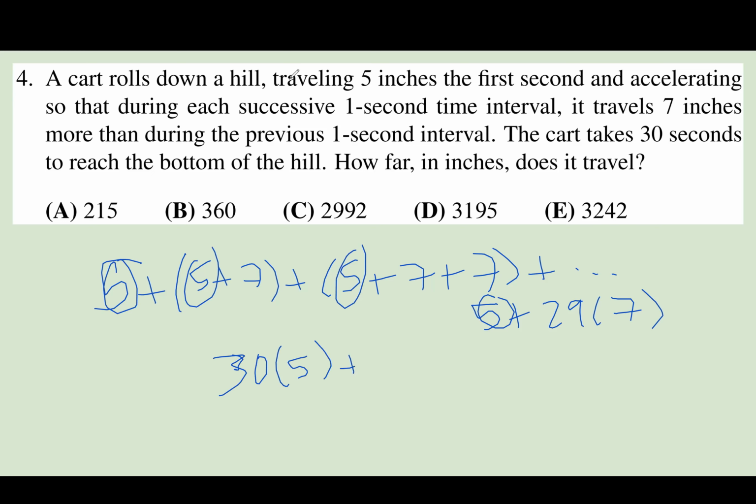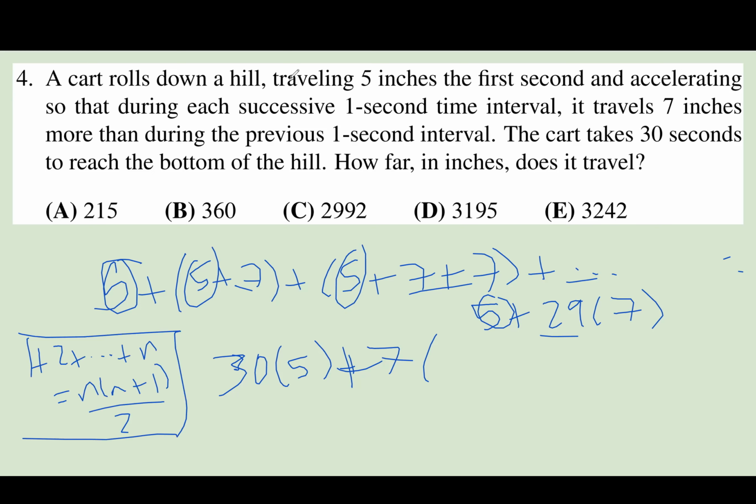And then we're adding a lot of 7s. The question is how many 7s? Well, we're adding 1 plus 2 plus 3 plus 4 plus 5, and so on, up to 29. So we're adding 7 times the sum from 1 to 29. You should know the formula that the sum from 1 up to some integer n is equal to n times n plus 1, divided by 2. That's something you should know going into an AMC exam. It's a very famous little formula. Since in this case it's 29, it's going to be 29 times 30 over 2, which becomes 29 times 15.